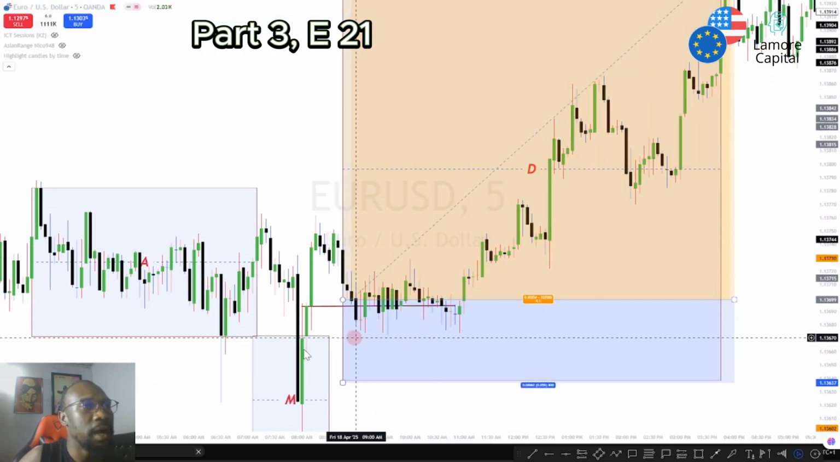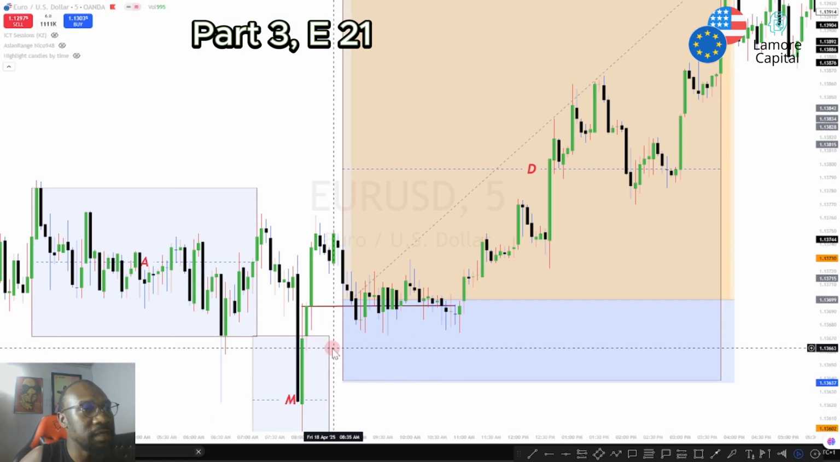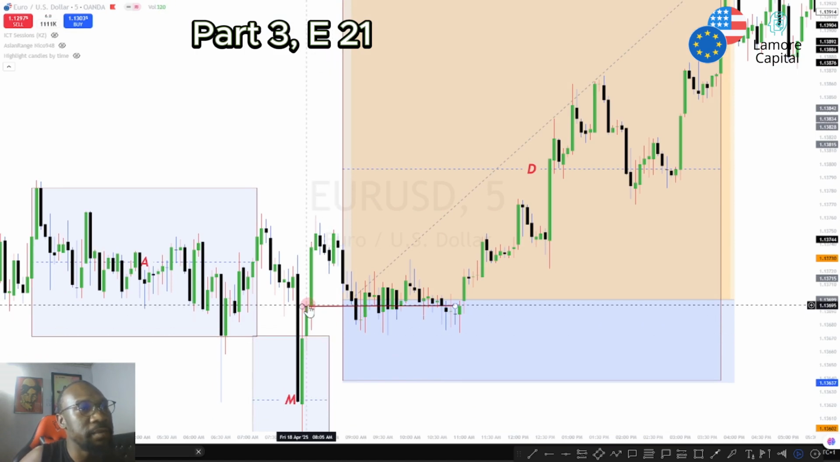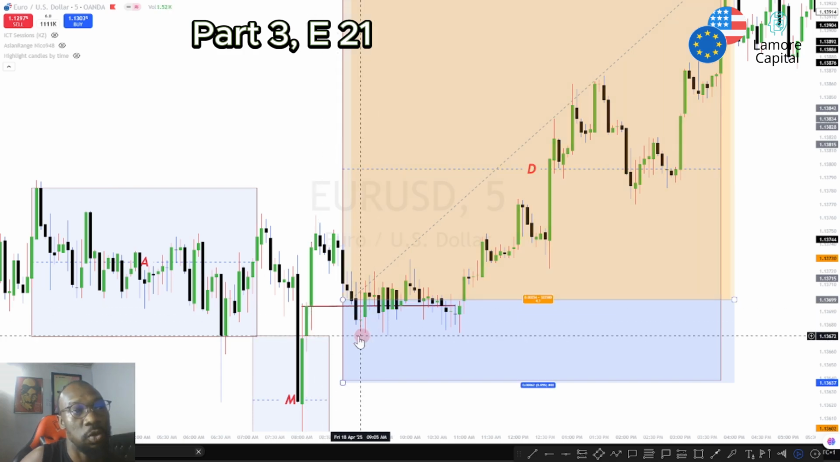What happened? After the manipulation, I knew that the market was going to come to this particular zone, respect this zone before expansion, because I knew that the market was not going to come into this manipulation zone again. This is the zone that the manipulation ended.